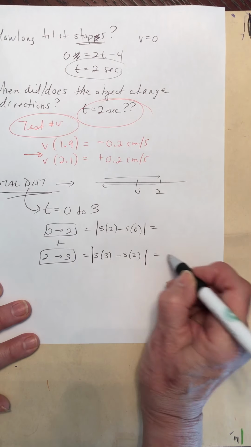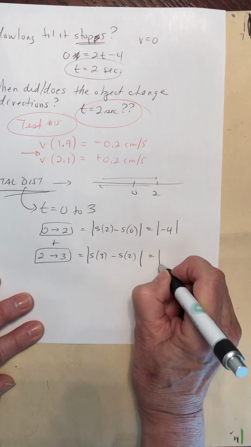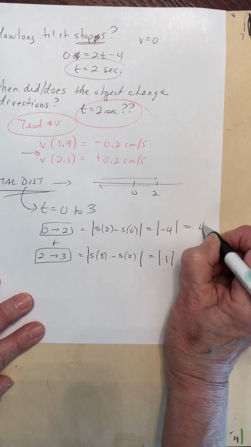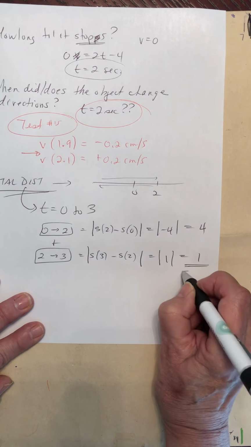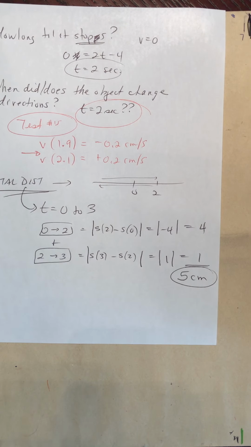So when I'm done with all this, for the first one, I end up with a negative 4 in here. Second one, I end up with a 1. So absolute value is 4, absolute value is 1. I would now know that in 3 seconds, my total distance traveled would be 5 centimeters.